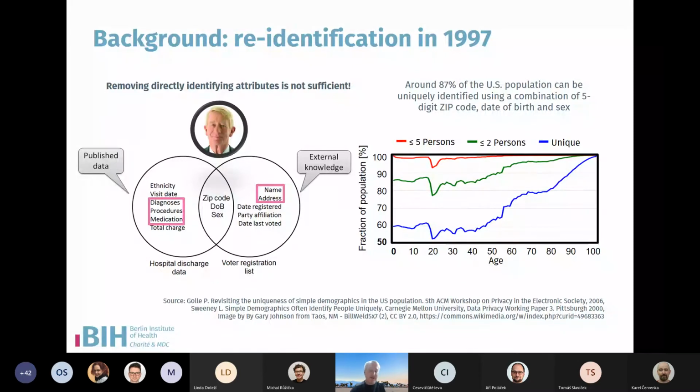And what happened at the time, there was a political discussion going on about whether or not data from the Group Insurance Commission in Massachusetts, so basically billing data sets collected at medical centers, could be made publicly available for research purposes. And the governor, William Weld, was one of the people arguing that this is actually a good idea. So they, of course, removed identifying information such as names or addresses of patients from the data set, and then wanted to make it publicly available.